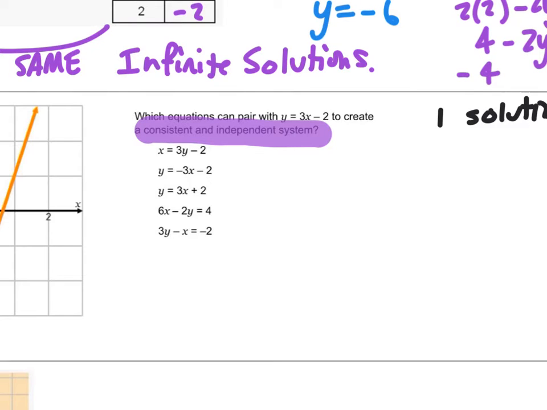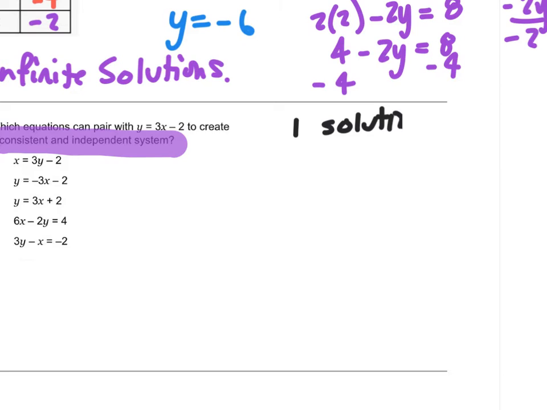And so, the thing that I notice is that if we have no solution, no solution means that the lines are parallel.